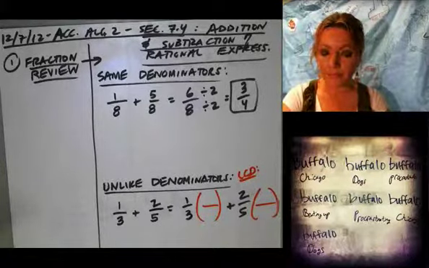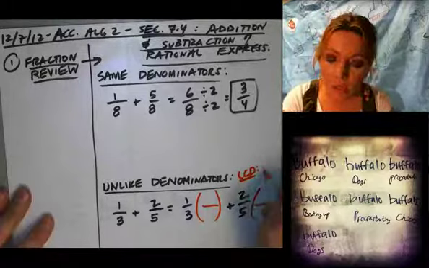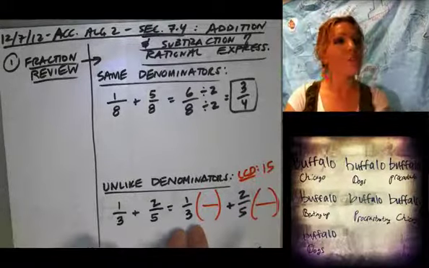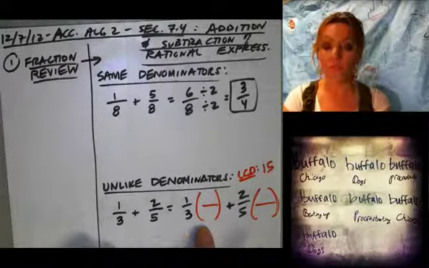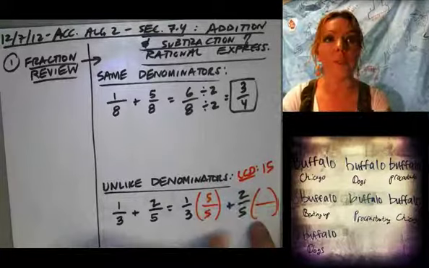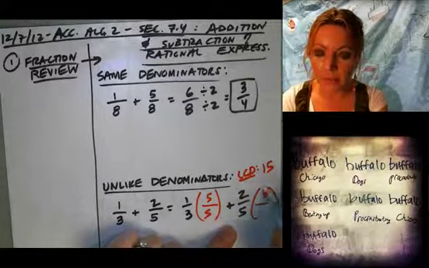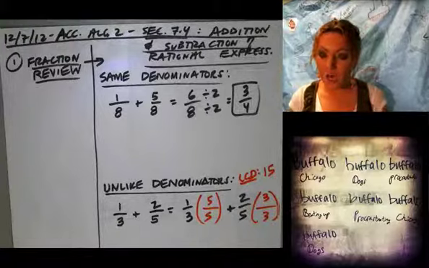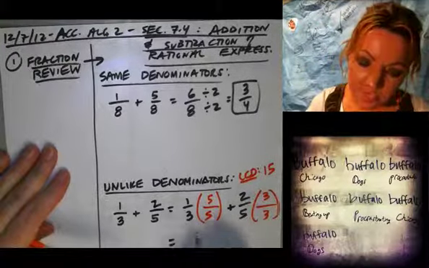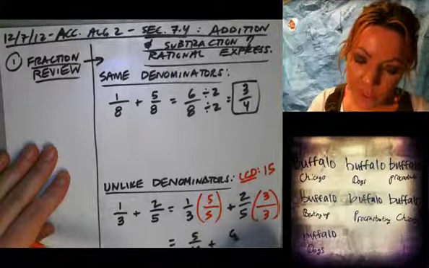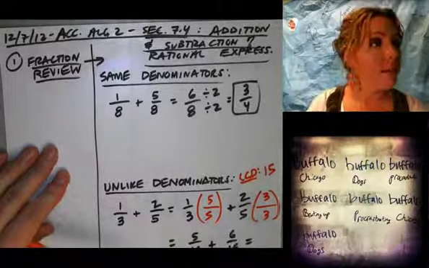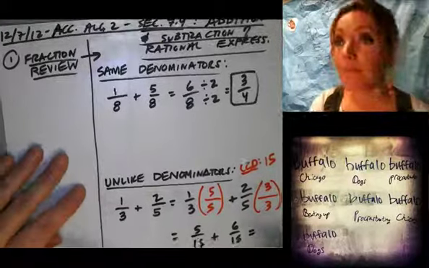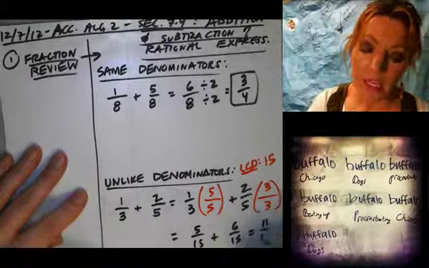So, the least common denominator we said was 15. What do we have to multiply 3 by to get 15? 5 over 5. How about this one? 3. Okay, so we end up getting 5/15 plus 6/15, which comes out to how many 30ths? Just kidding. How many? 11. Can we reduce? No.